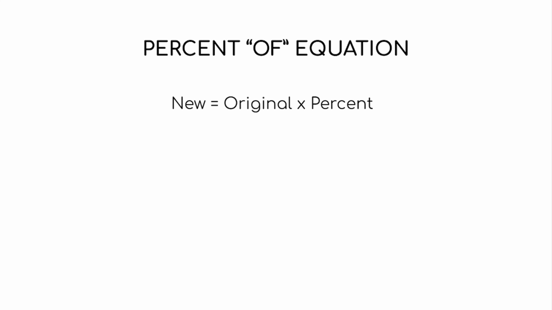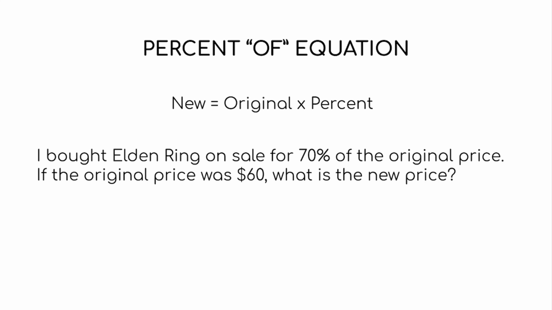Alright, for our first equation, we have the percent of equation. And that's going to be new equals original times percent. Here in this example, I bought Elden Ring on sale for 70% of the original price. If the original price was $60, what is the new price? Here it says that they bought it for 70% of the original price, so that's going to be our percent. And then it says the original price was $60, so that's going to be our original.